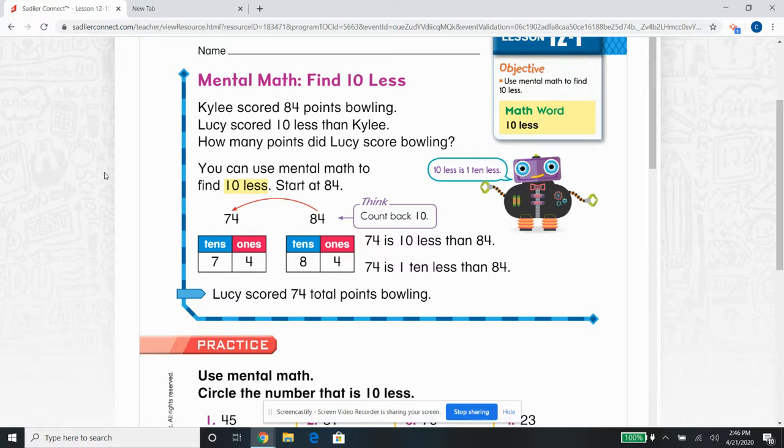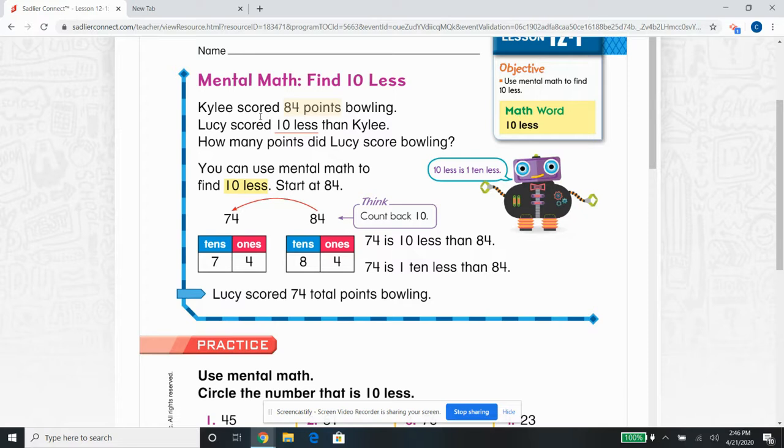So let's see. So Kylie scored 84 points bowling. I always tell them make sure that you are highlighting or underlining or whatever you may have at home. So we have a total number of 84 points. Then Lucy scored 10 less. So this is very important to have them recognize when it says 10 less. I need you to stress to them that we are not going to have a greater number than this number. Okay, we're going to have obviously a number that's smaller.